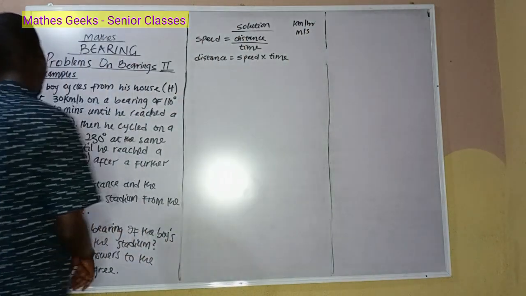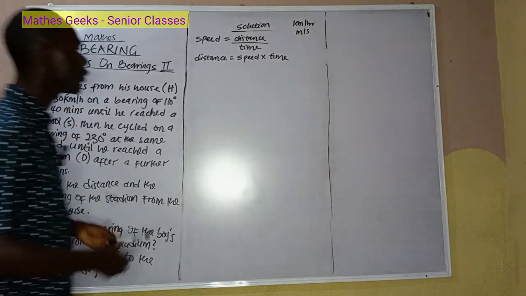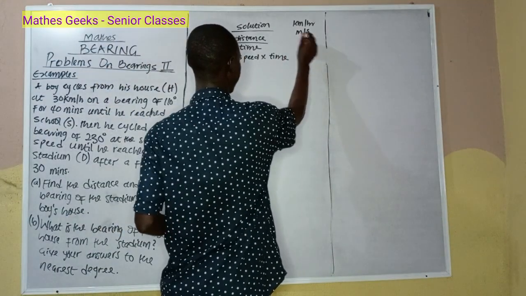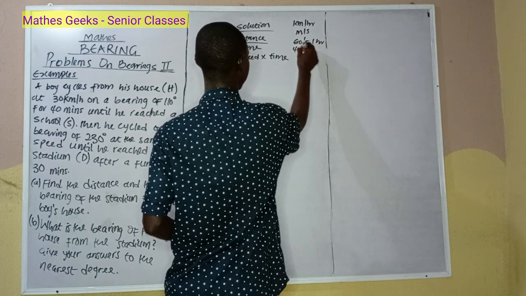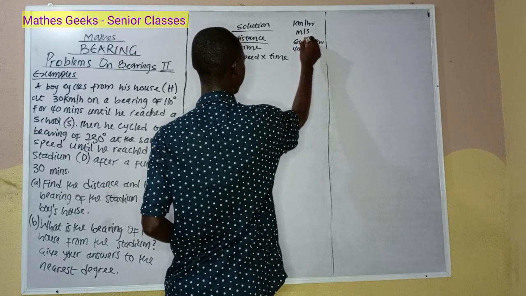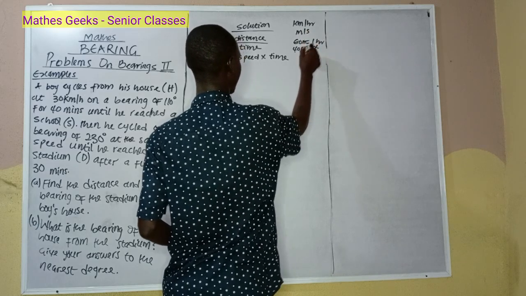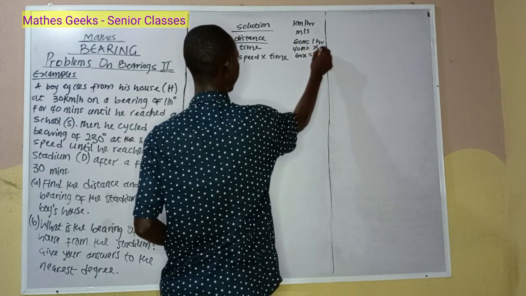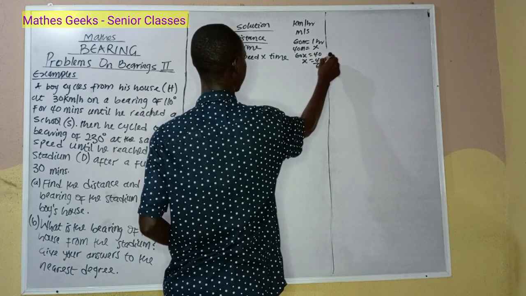Here the speed is in kilometers per hour, but time is given in minutes. So we need to convert this time to hours. 60 minutes is equal to 1 hour, 40 minutes is equal to x hours. When we cross multiply, we have 60x equal to 40. So x is equal to 40 over 60 hours.